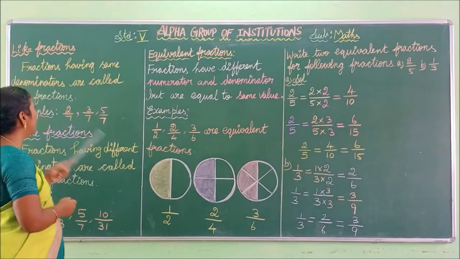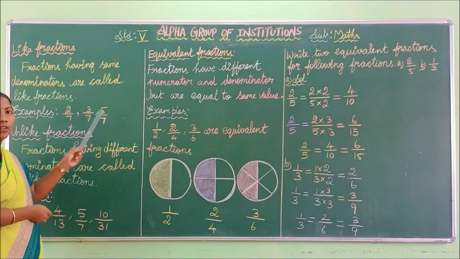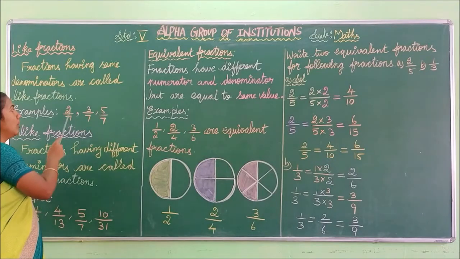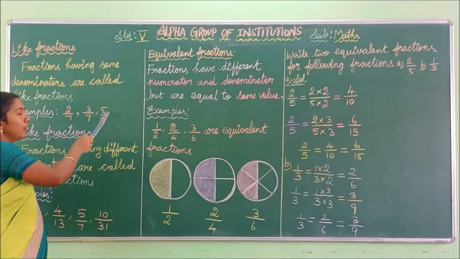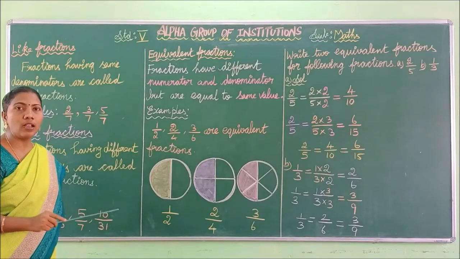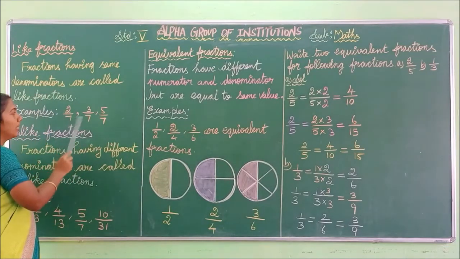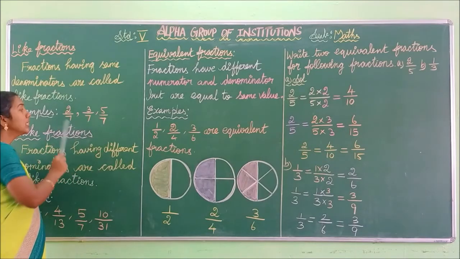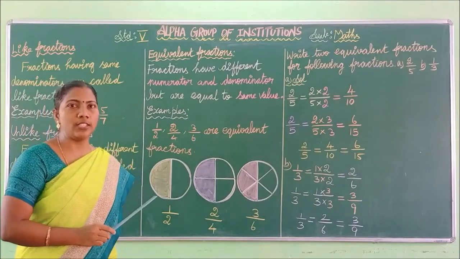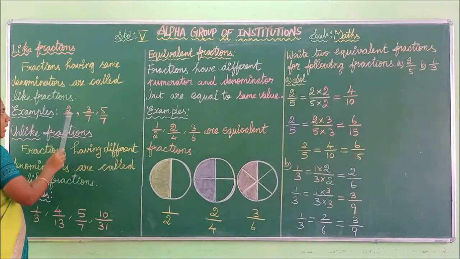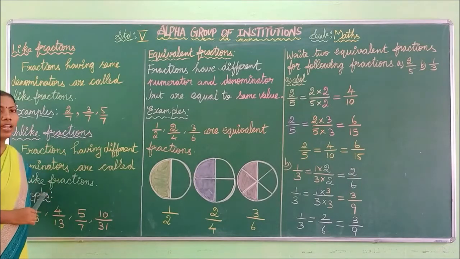Let us see some examples. See here, 2 by 7, 3 by 7, 5 by 7. See here, here you have the numerator 2, here you have the numerator 3, here you have the numerator 5. But see the denominator. The denominators are the same number. What is it? 7. Thus, in the given fractions, all the denominators are same. Okay. Such types of fractions are called like fractions. Do you understand? What are like fractions? Fractions having same denominators are called like fractions.